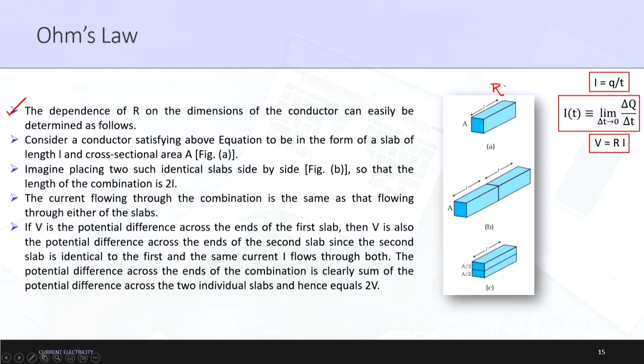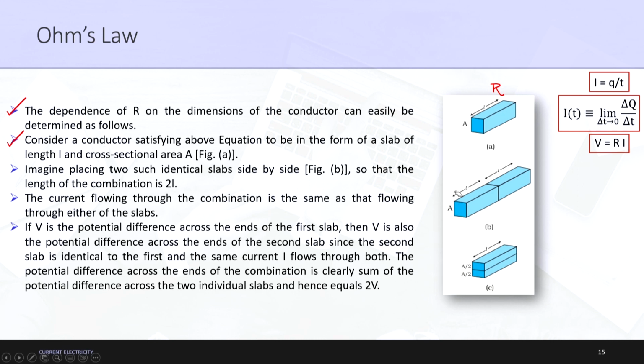Okay. So, consider a conductor satisfying the above equation to be in the form of a slab of length L and cross section area A. Next, imagine placing two such identical slabs side by side. So, now what I try to do is place two such identical conductors like this, each of resistance R, such that the complete total length will be equal to 2L and the cross section area is A only.